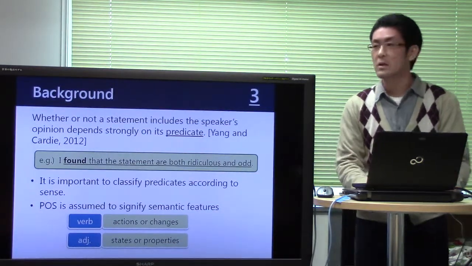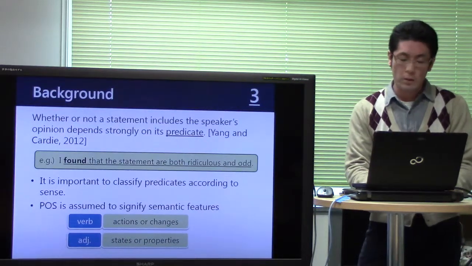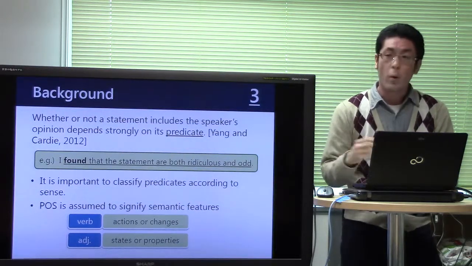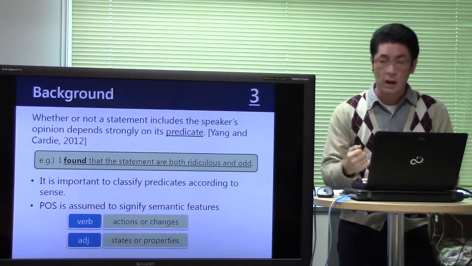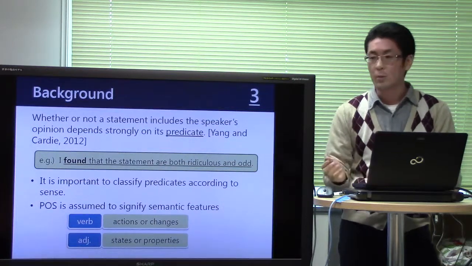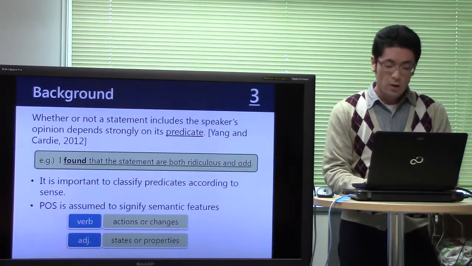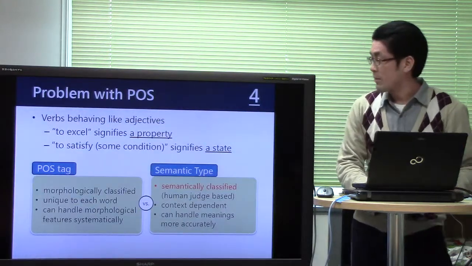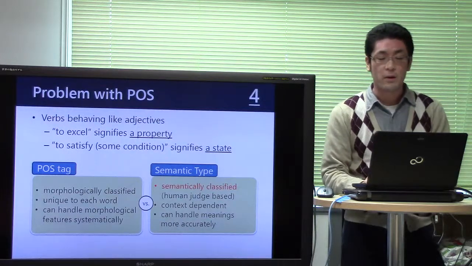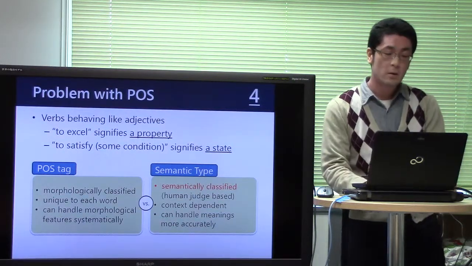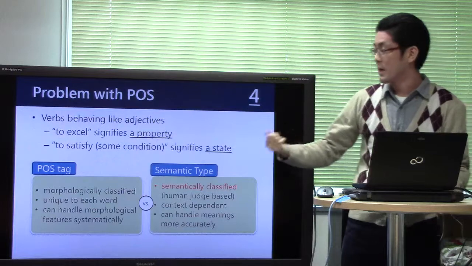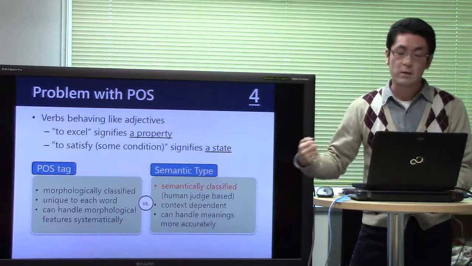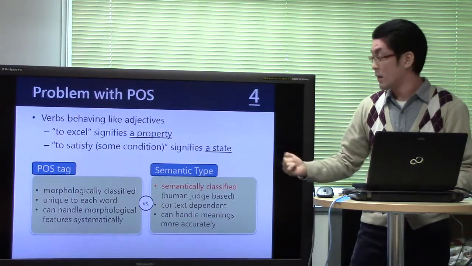Please note that a Japanese predicate can be composed of just one adjective. Whether the predicate is composed of a verb or an adjective can be informative. However, there are some exceptions. There are verbs behaving like adjectives. For example, the verb to excel signifies a property, and the verb to satisfy signifies a state.